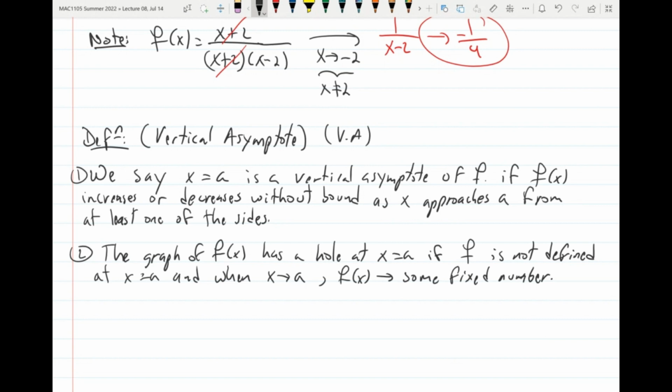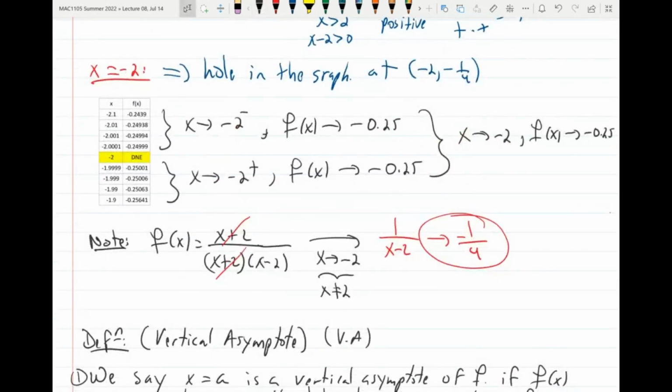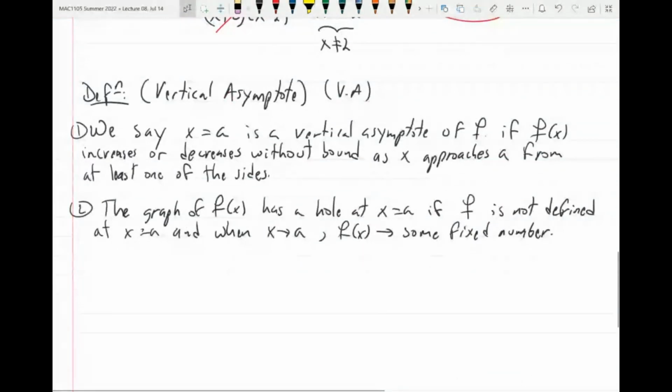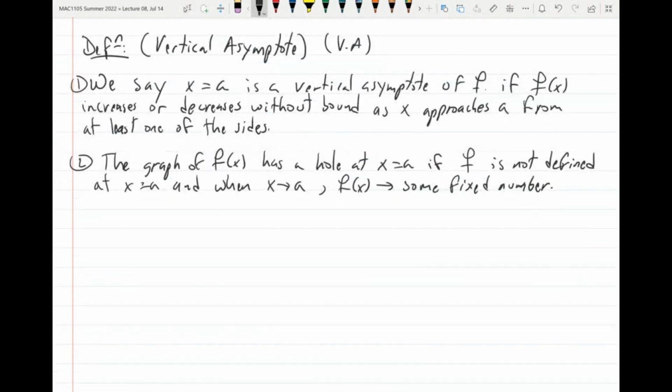For example, here we saw that -2 is not in the domain, so the function is not defined. But when you get close to -2 from either side, our function is actually getting close to a fixed number, which in this case was -0.25. Okay, that's how you know that you have a hole. I mean, there's a definition, but to actually find holes and vertical asymptotes is just about finding zeros at the bottom. So let me write the statement. So theorem.